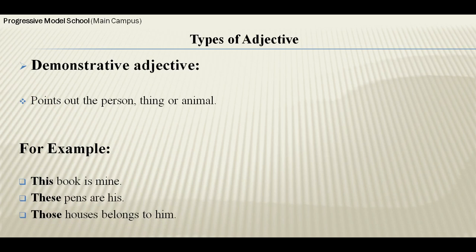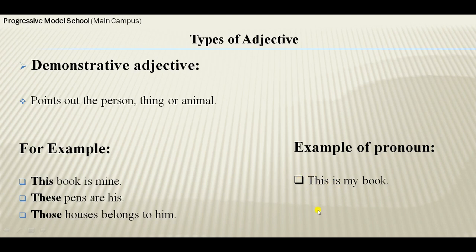Now if a question comes to your mind that we also discussed these words in demonstrative pronoun, there is a difference. Let me give you an example of demonstrative pronoun. This is my book. Here the word this is a pronoun. Can you see the difference between these two sentences? In the first sentence, this came before the book, which is a noun, and it is describing the noun. It is an adjective. And in the second one, this came before the word is, that is a verb, so it is a pronoun.